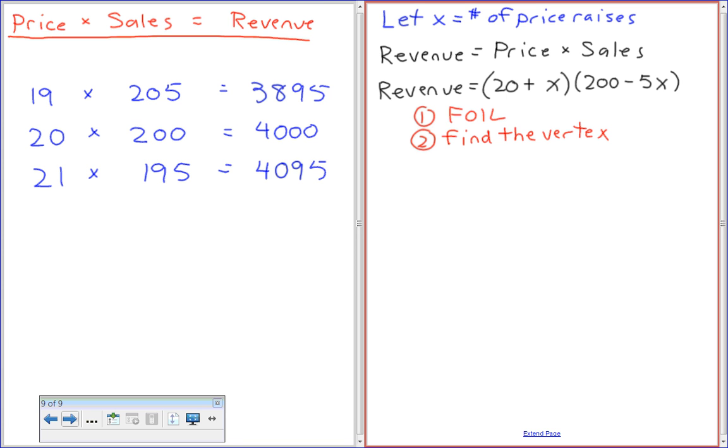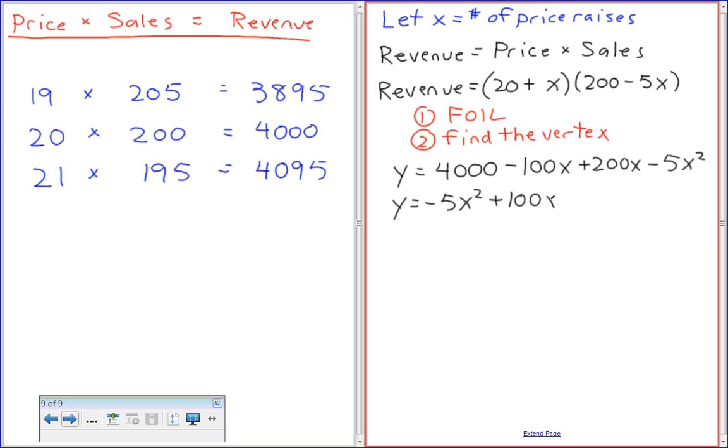Okay, so let's do this one as a class, and we'll give you one more to try hopefully. I'm going to call my revenue y. Can I get a brave soul to show off their foiling skills? Once you answer, you don't need to answer again today. Please volunteer. Kelty, go. 4,000. Negative 100. Good. And then 200x. Negative 5x squared. So y equals negative 5x squared plus 100x plus 4,000.